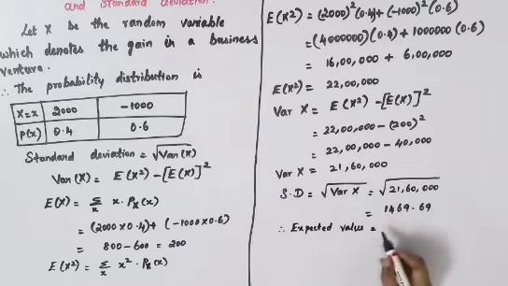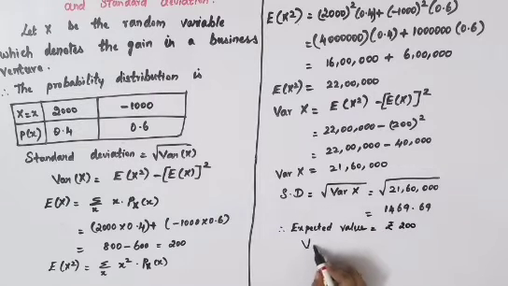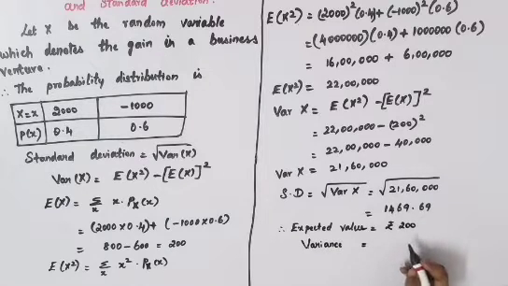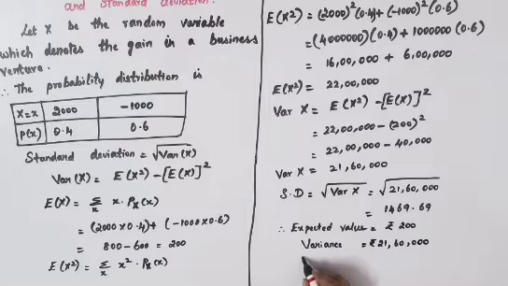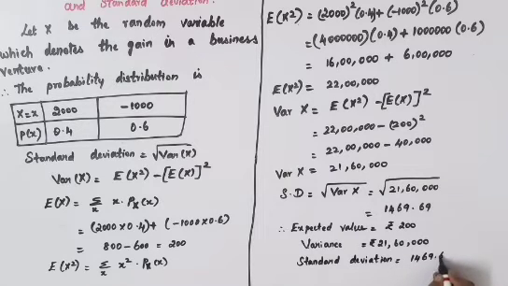Therefore, your conclusion: the expected value is equal to rupees 200. Then the variance is equal to 21 lakhs 60,000. Next, the standard deviation is 1469.69. So this is the answer for the 12th question.